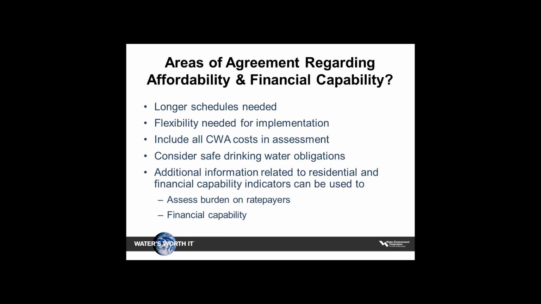And so I'll just finish up with areas where there may be agreement on the affordability and financial capability, and areas where we may be a little bit far apart, and we'll need to have concentrated dialogue and early implementers to try to bring some resolution to these issues. I think there's general agreement that longer schedules are needed. As I said earlier, how long is probably still a big question. There is agreement that we need flexibility for implementing these Clean Water Act programs, and that you can't just look at the cost of a particular Clean Water Act obligation by itself.